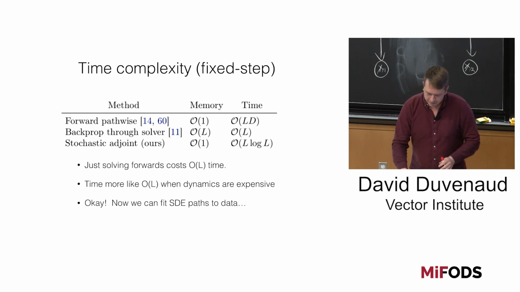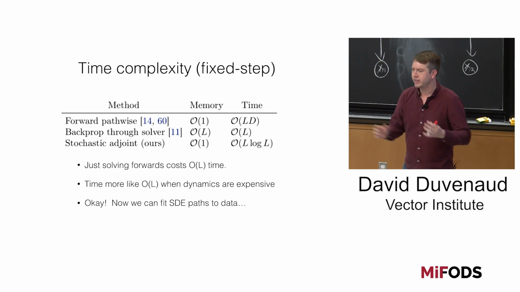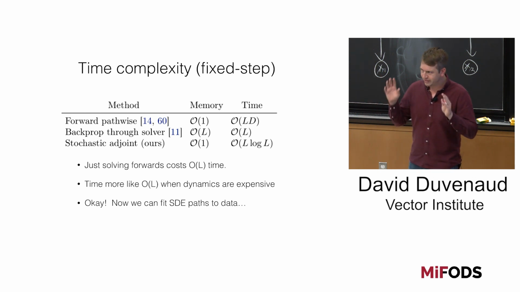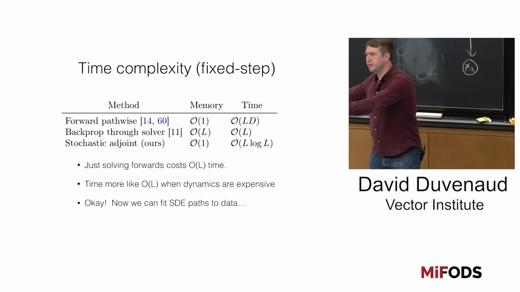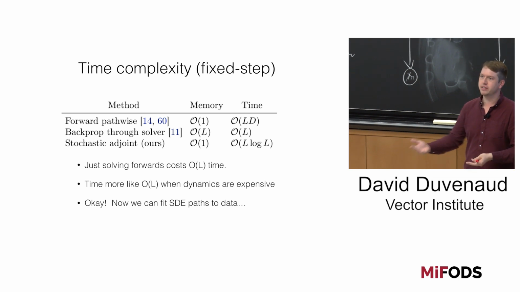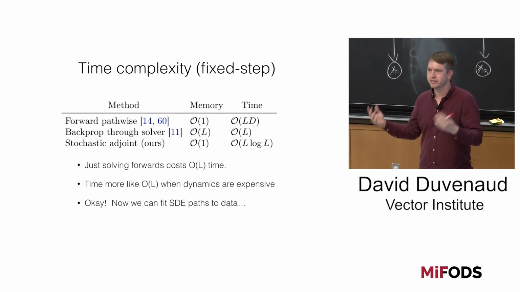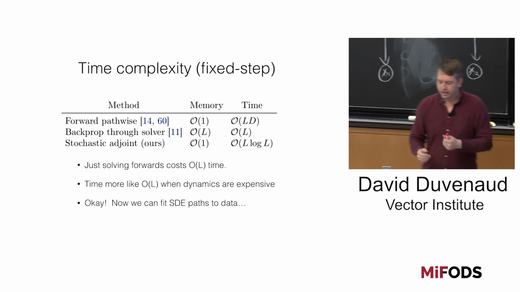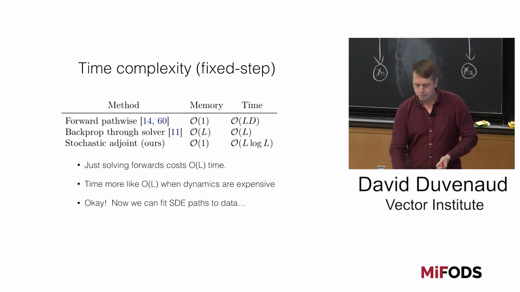OK. So this is great. For the neural ODEs paper, we took a 50-year-old algorithm and just put it into PyTorch. But then, surprisingly, there wasn't actually this stochastic adjoint, the version for SDEs, so we had to do it ourselves. So we did it. Now let's fit these SDE paths to data.